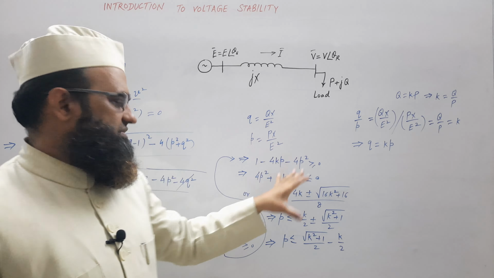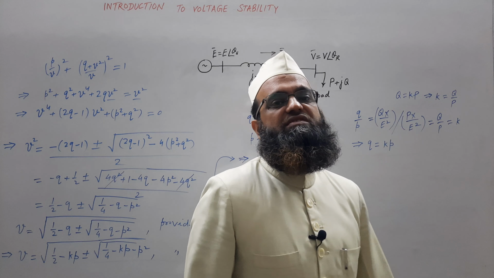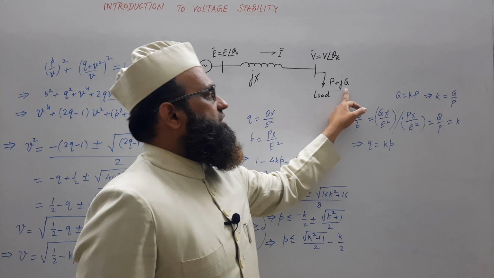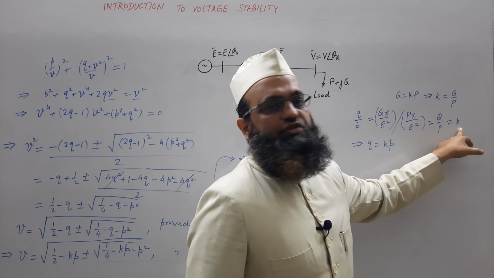So P can be extended up to this for various values of K depending upon the nature of load. K depends on nature of load. If load is purely resistive, it means Q part is 0, it means 0 by something, K will be 0. If Q is positive, it means load is consuming reactive power, it means this ratio will be positive, non-zero.